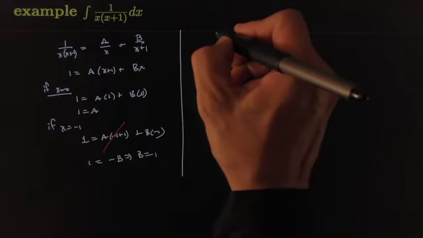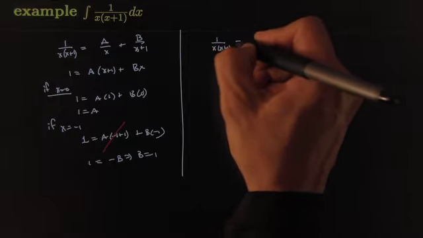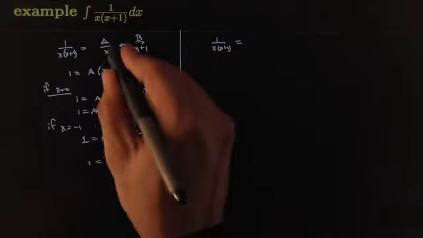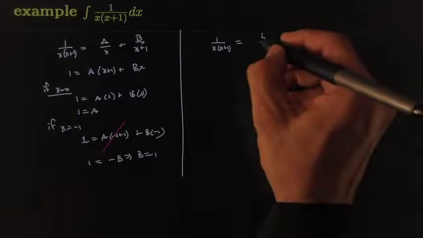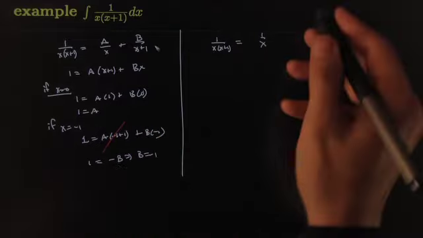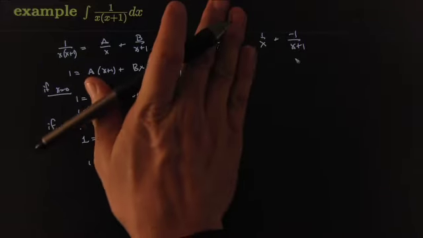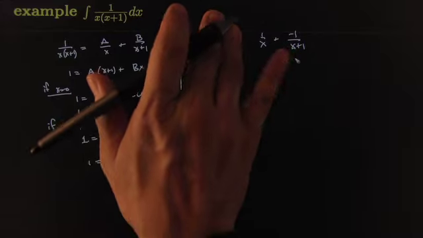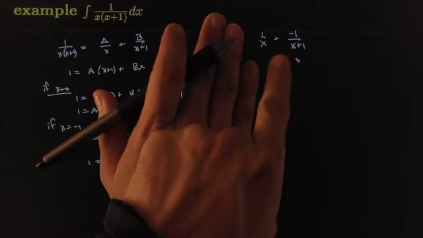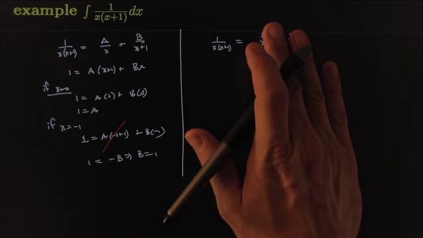What does that tell you? That tells you that the original problem, which was 1 over x times x plus 1, can be written as a over x, that would mean 1 over x, and b over x plus 1. It's easy to verify that. If you get a common denominator on those and add them together, you should of course get that. That would be an easy way to verify that you've done it correctly.